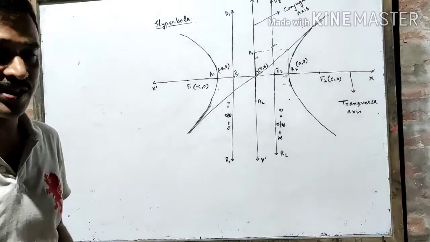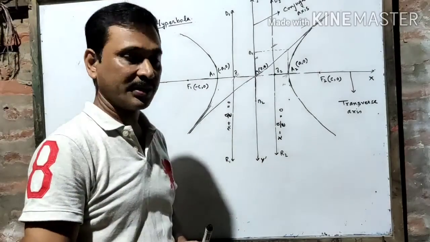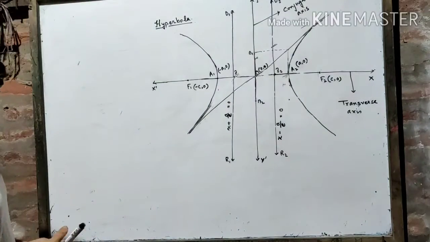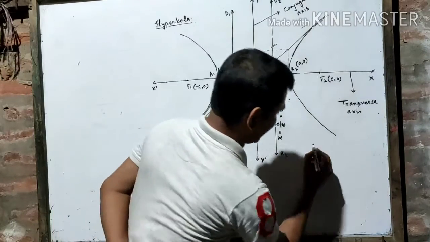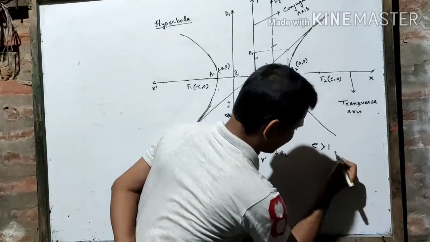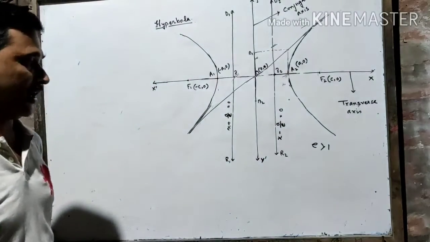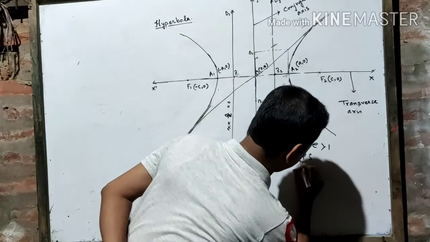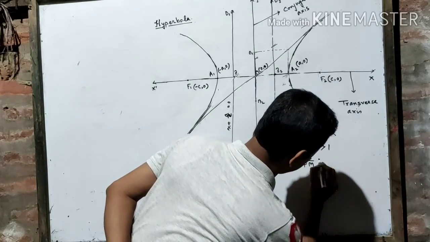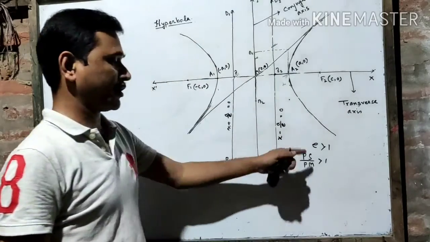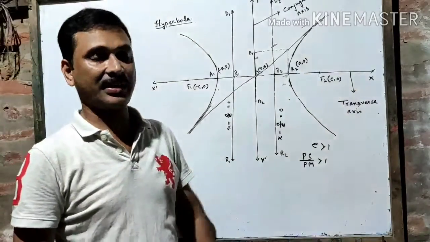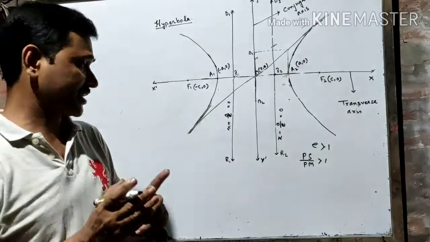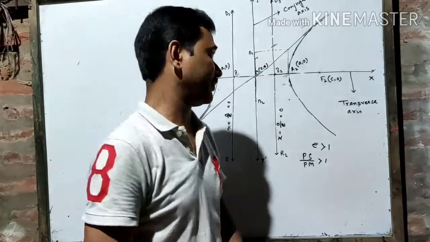Distance between the directrices is twice a by e. Okay. And one more thing, what is e? e is the eccentricity, which is greater than 1 in case of a hyperbola. And what is the definition of eccentricity? As you know, PS by PM greater than 1, where S is the focus and PM is the distance from the directrix of any point on the hyperbola.